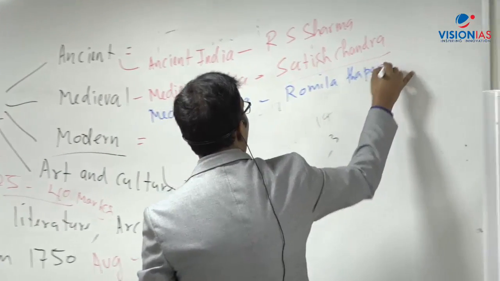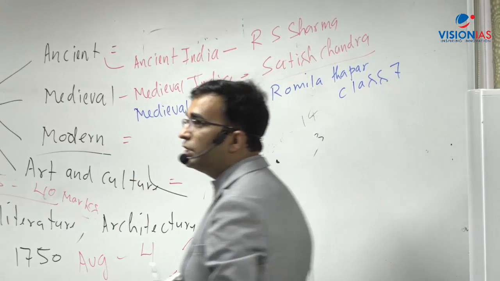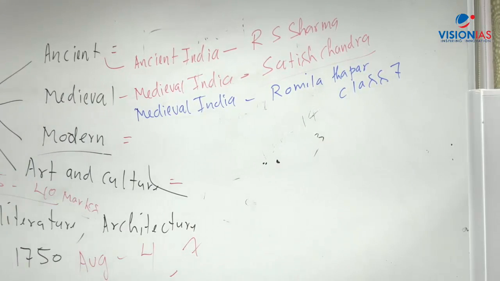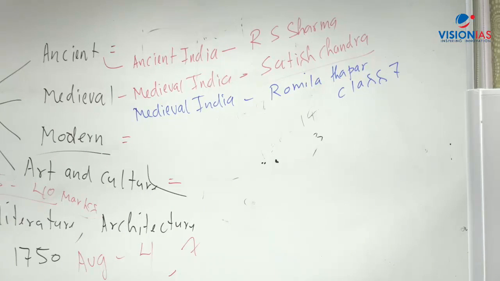Romila Thapar, and this is the old NCERT of class 7. So you can go with this. And why I am suggesting this Romila Thapar book is that in the last 7 years I have seen 5 questions directly from this book. So that's why I am suggesting this book, that you can go with this one.